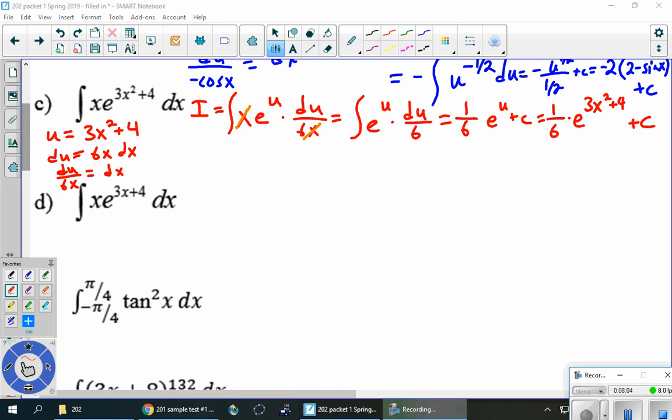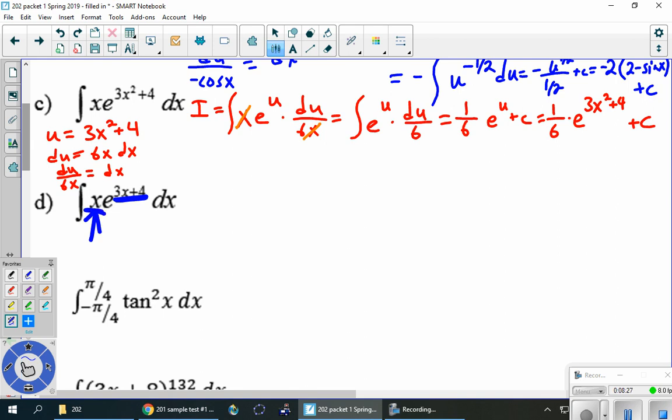Part D, integral x e to the 3x plus 4. This one looks very similar to part C. It actually looks simpler than part C because here it was squared and here it's just to the first power. Okay, letting u equal e to the 3x plus 4, that's not going to work for the same reason it didn't work in part C. Letting u equal 3x plus 4 gives me a derivative of just plain 3. That's a problem. It's not complicated enough.